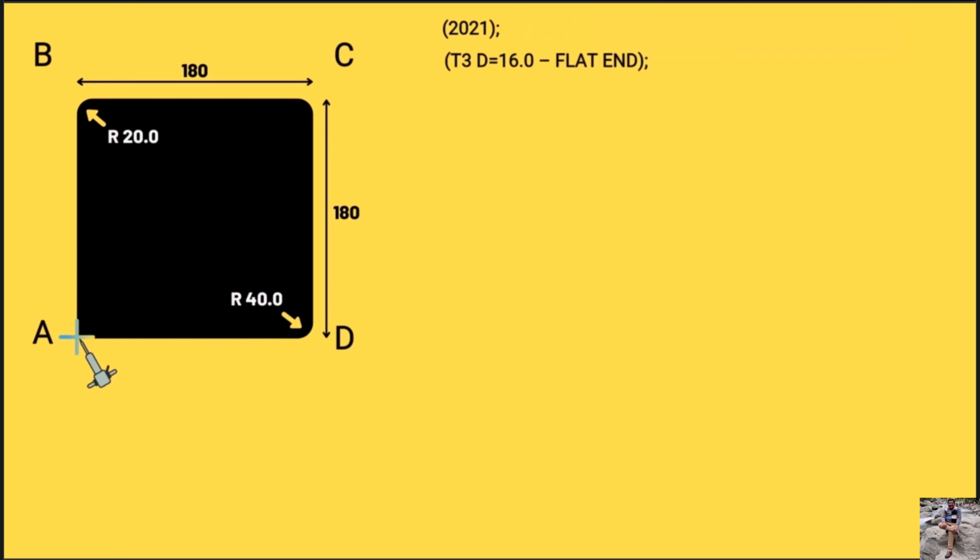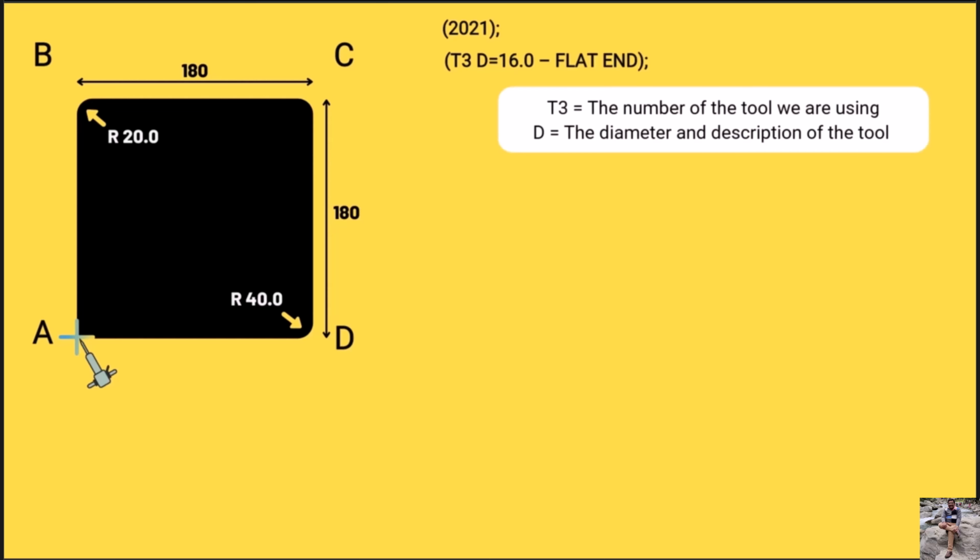Moving on to the next line, we have another operator's note. Everything is in brackets, so this line is also not readable by the machine. This is purely for the operator to know what's going on. So the information we are delivering on this line is that T3 is the number of the tool we are using, D is the diameter, and then a description of the tool. And we end this line with the end of block, that is with a semicolon, to tell the machine this is the end of the line.